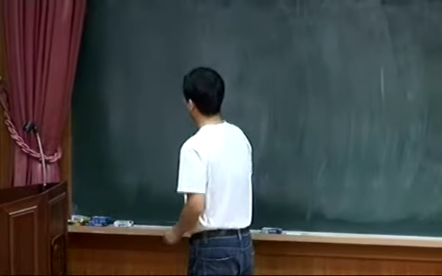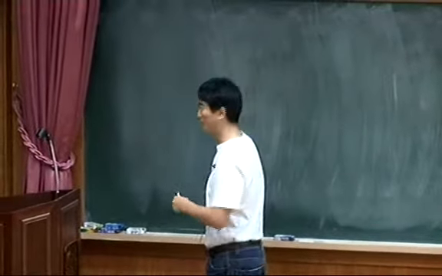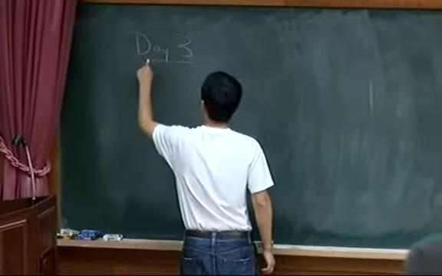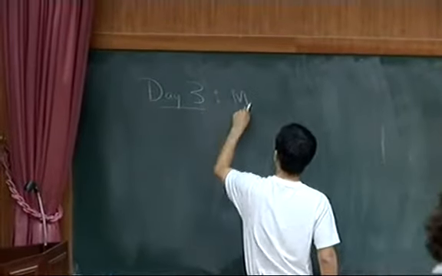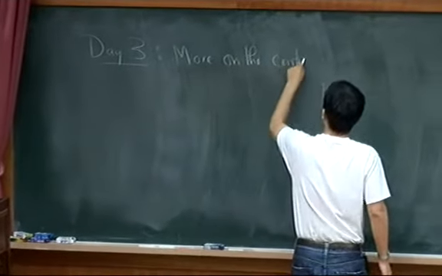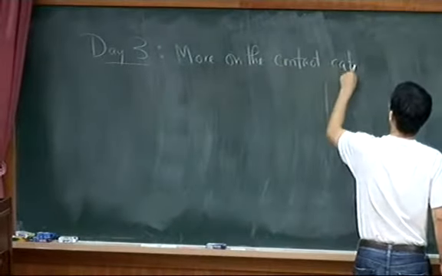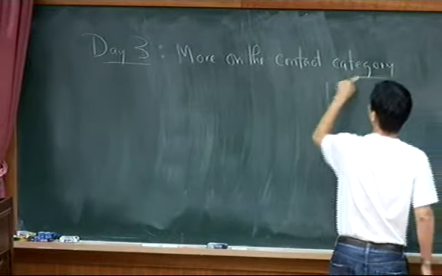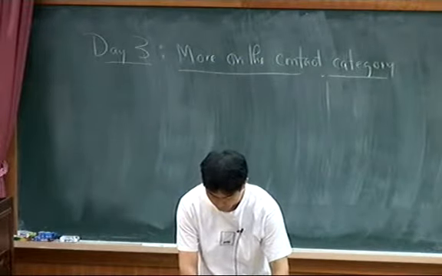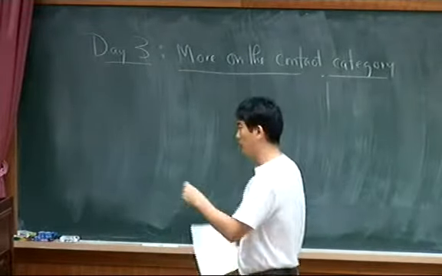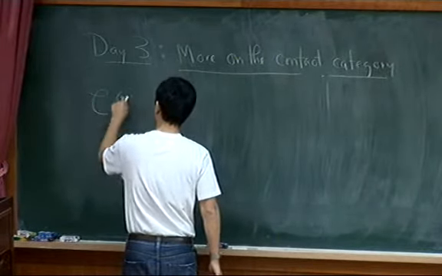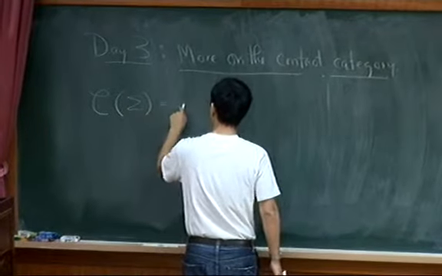So I'm not sure if I want to review what I said last time, but roughly speaking, okay, so day 3, I guess more on the contact category. Okay, so if you recall from last time, to a surface sigma, we assign something called the contact category. Right, so this is the contact.